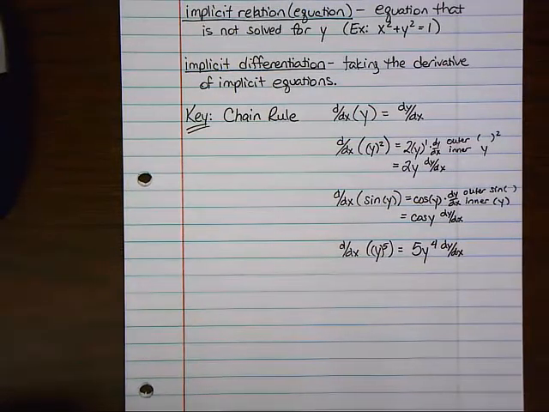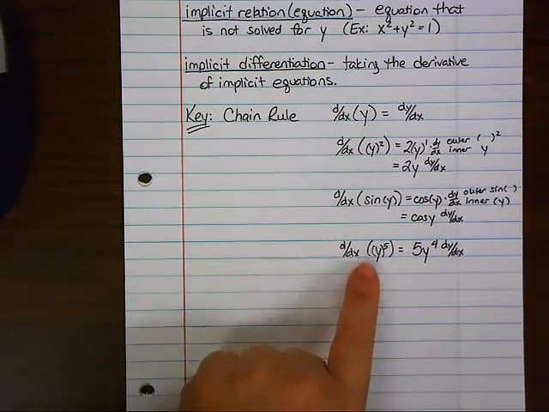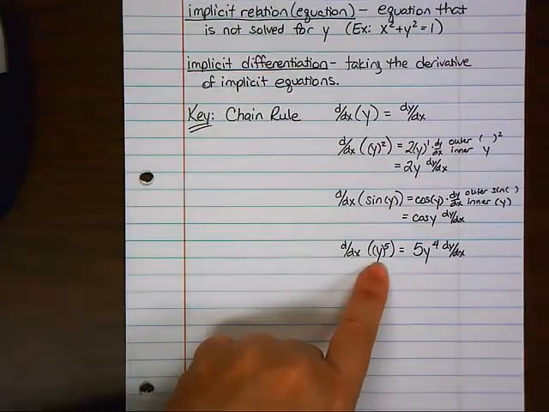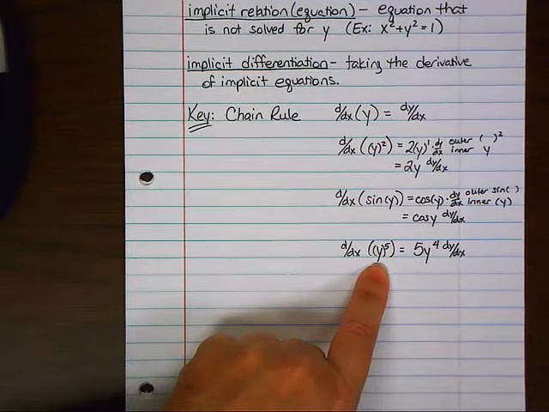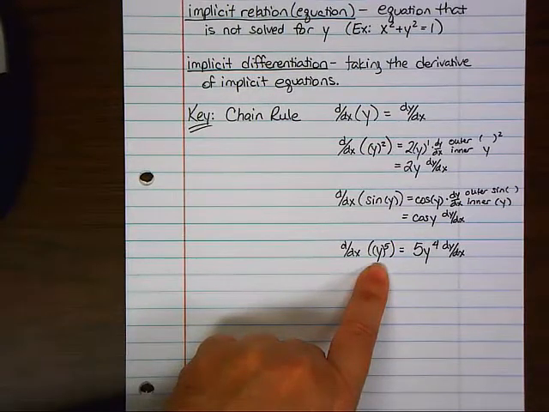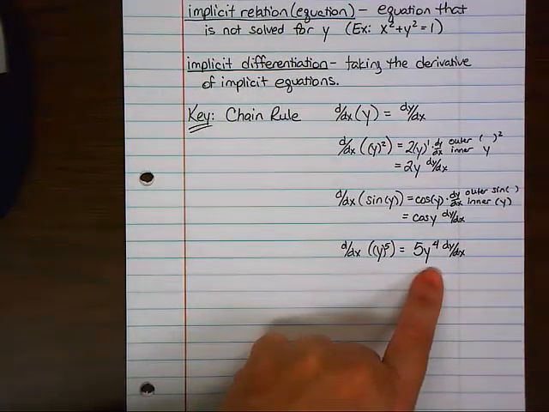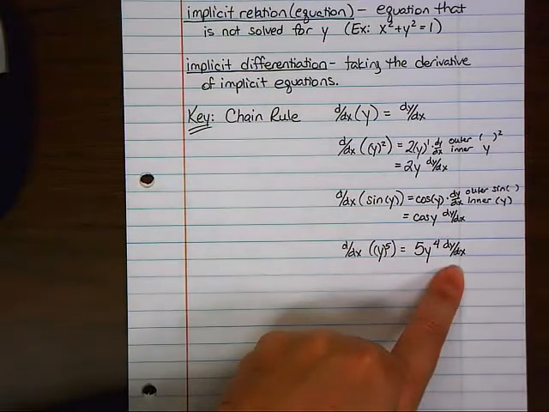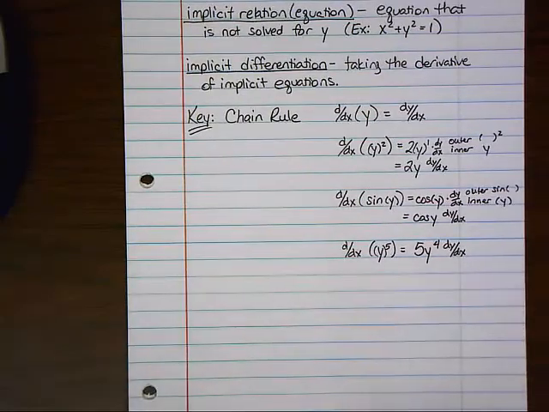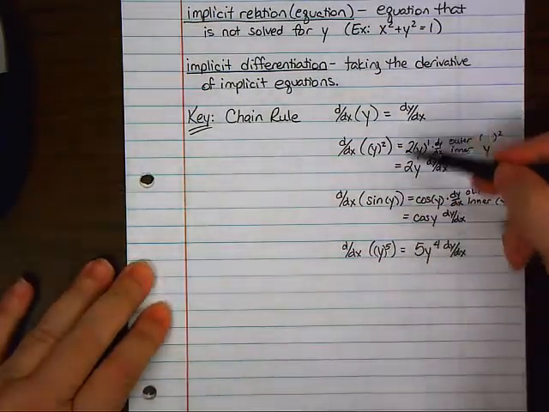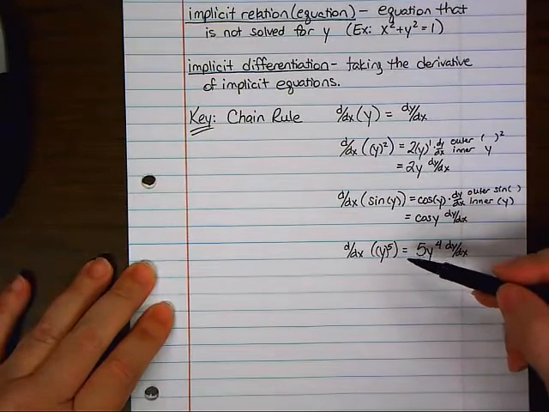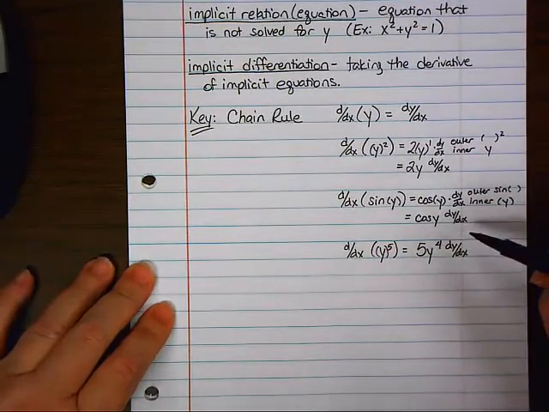Listen to me. What do you think the derivative of m to the fifth would be? 5 m to the fourth times dm over dx. Exactly. Okay. So, you now know how to take the derivative of something with a y in it. You just treat it like an x, and then you put a dy dx on the end.